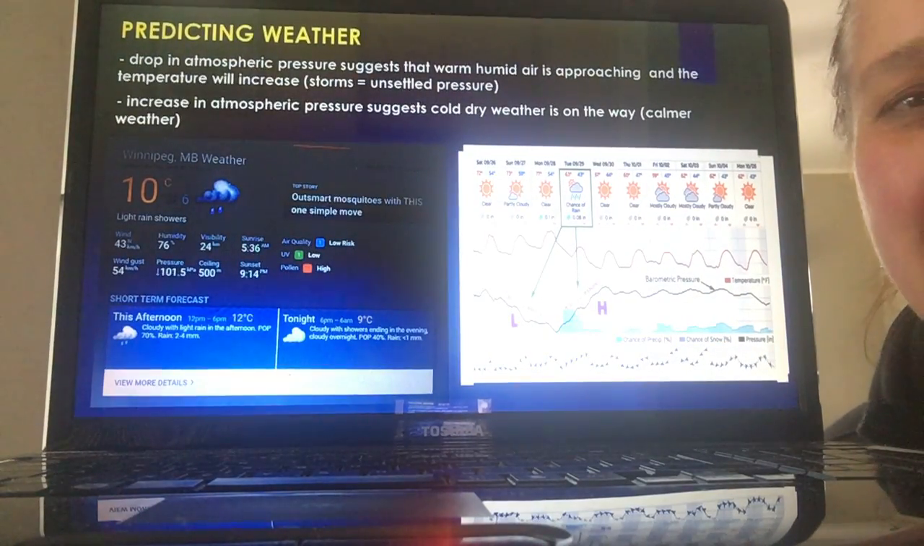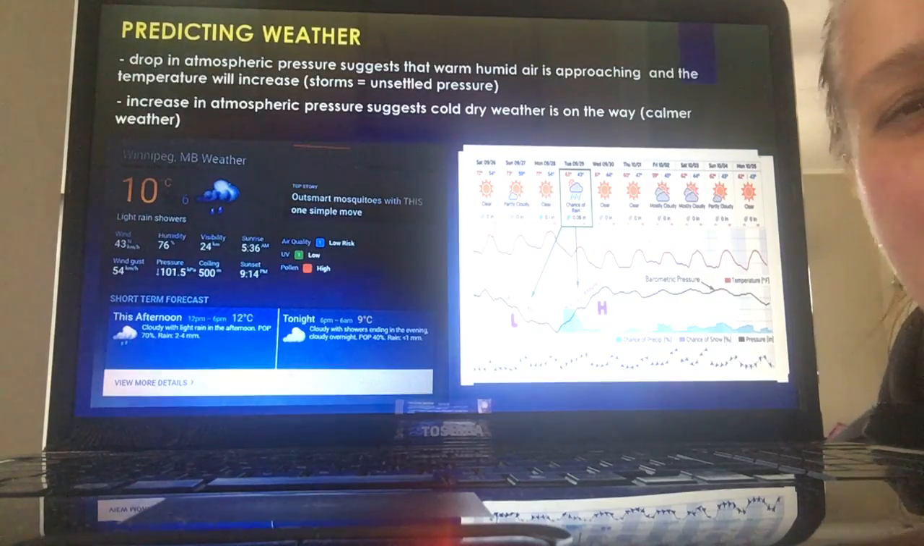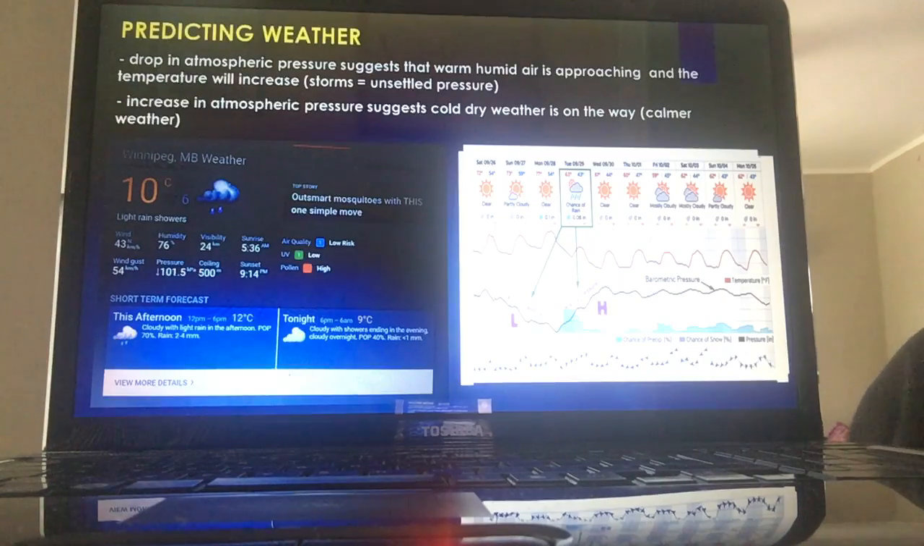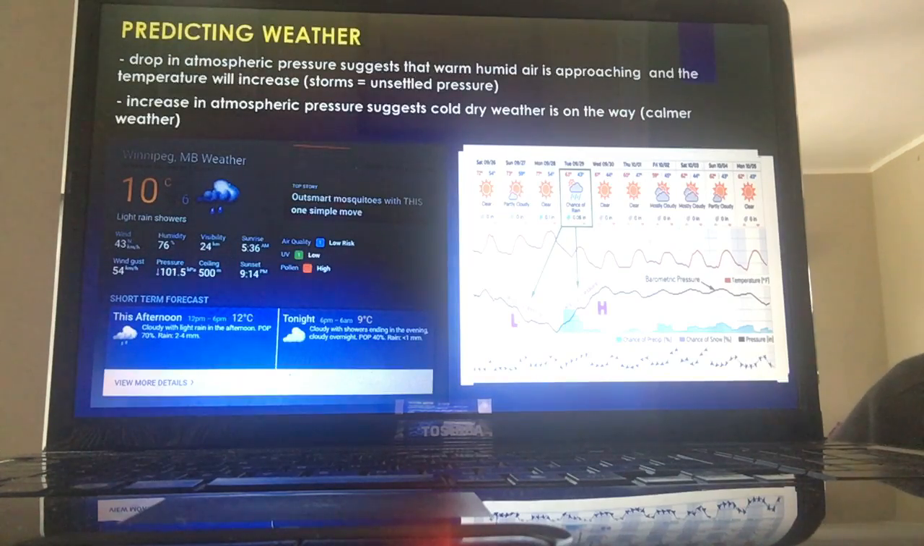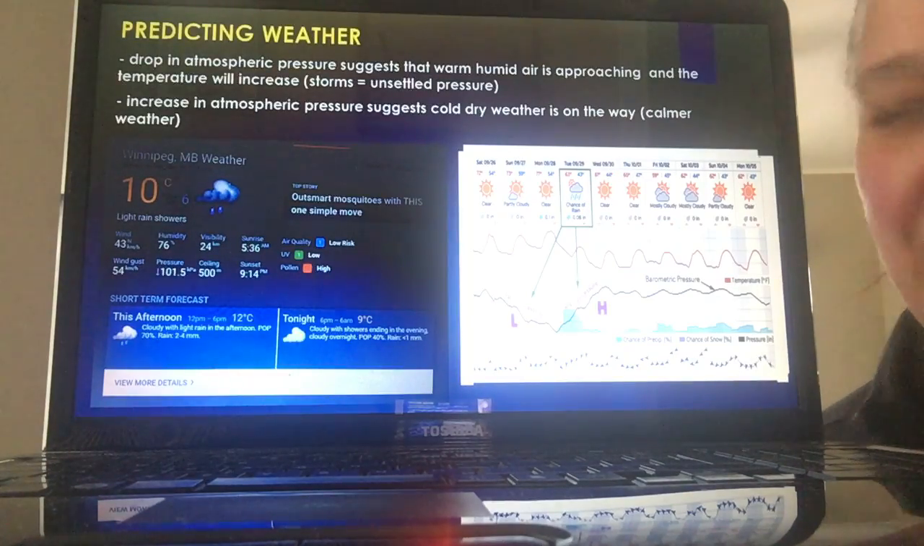Okay, so we talked about predicting weather. We all like to talk about the weather, complain about the weather, complain about when the predictions are off, but it's a hard science. So how do they even try and predict weather? Like we said, it's the change in atmospheric pressure that they use. So when you get a drop in atmospheric pressure, that suggests usually that the warm, humid air is approaching and that the temperature will increase. And then that tends to lead to storms and unsettled pressure. Then the opposite is true. When you get an increase in pressure, that suggests that cold, dry weather is on the way, and that would be calmer weather.